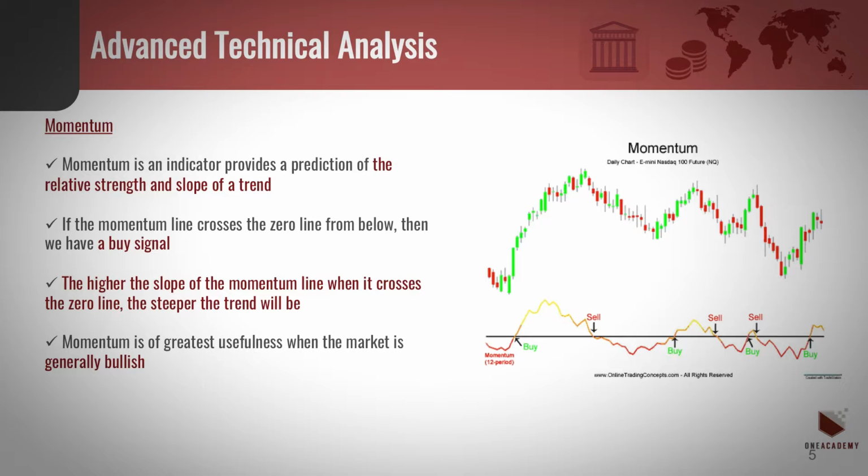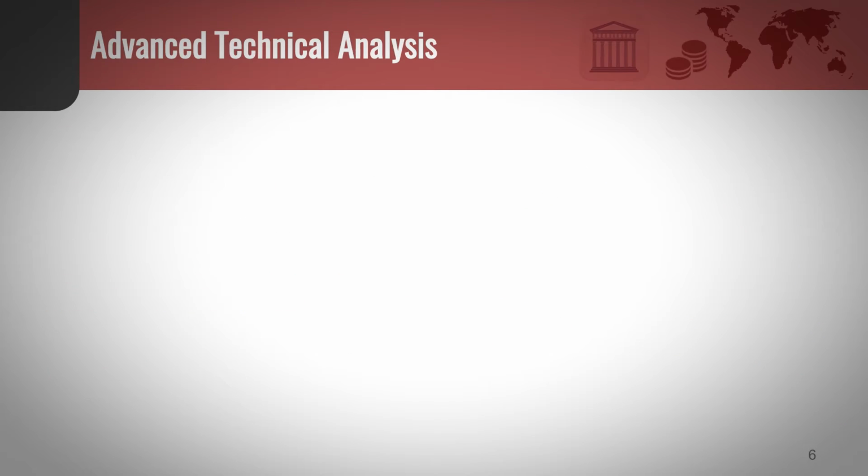Momentum. Momentum is an indicator that provides a prediction of the relative strength and slope of a trend. If the momentum line crosses the zero line from below, then we have a buy signal. Conversely, if it crosses the zero line from above, then we have a sell signal. The higher the slope of the momentum line when it crosses the zero line, the steeper the trend will be. Momentum is of greatest usefulness when the market is generally bullish.